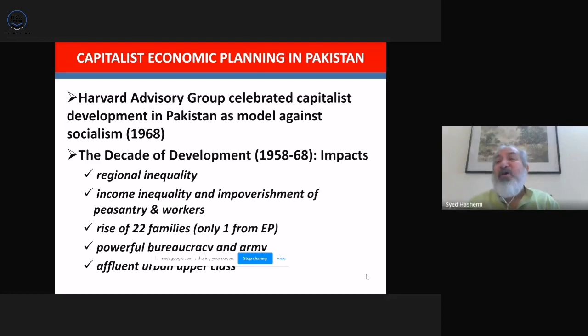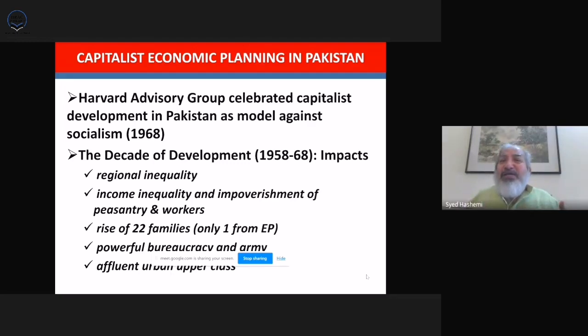West Pakistan had the powerful bureaucracy and army. We had very minimal representation in the bureaucracy and the army. What you also had was an affluent urban upper class, of course in West Pakistan, but in East Pakistan also.